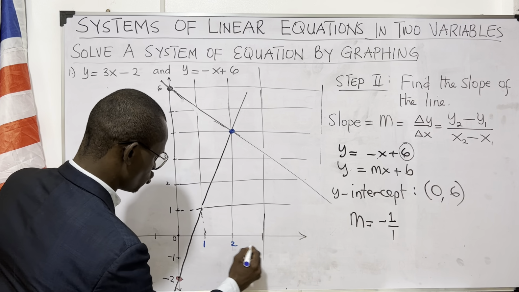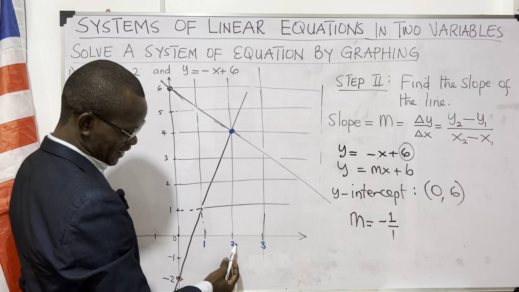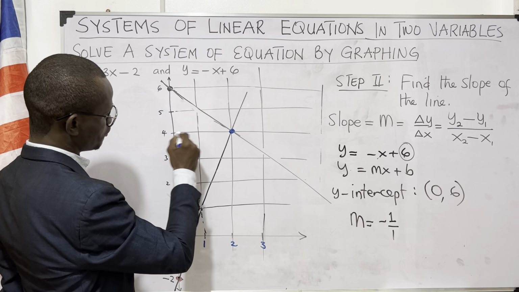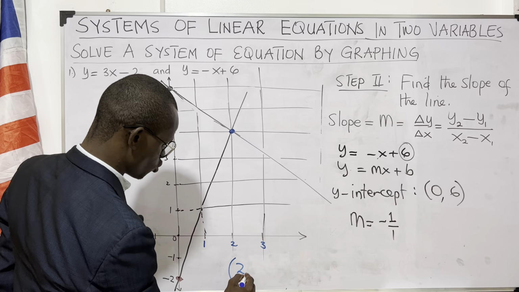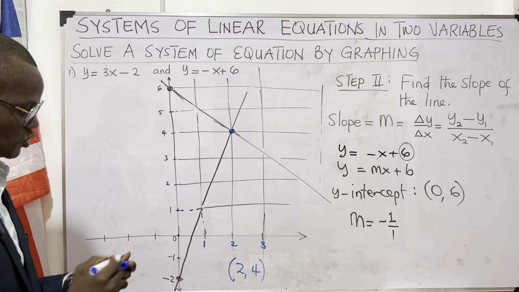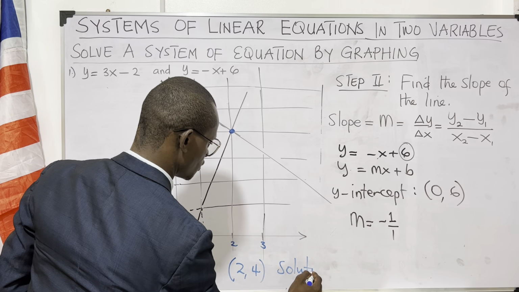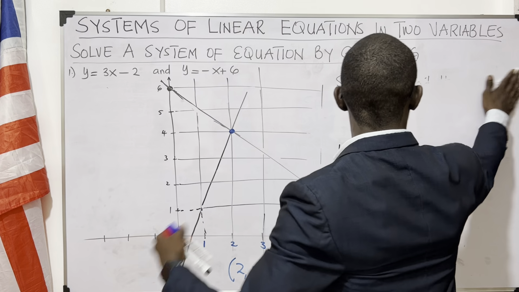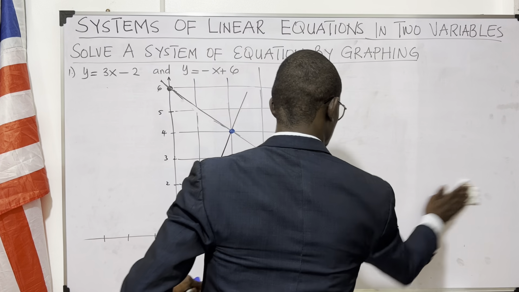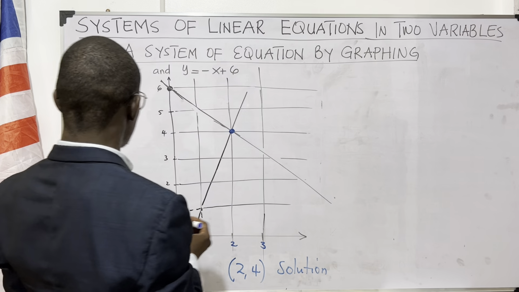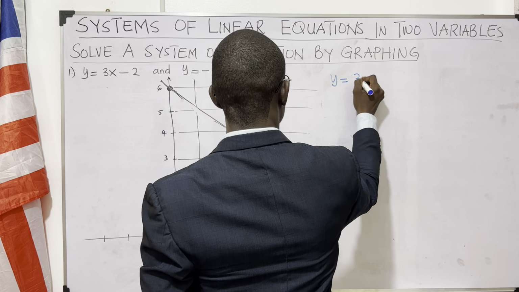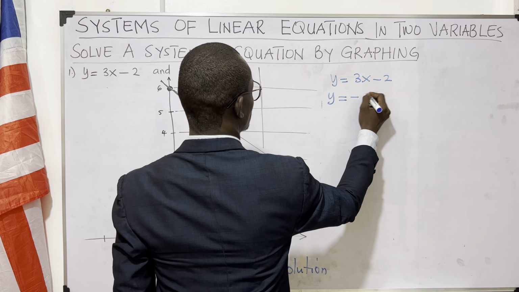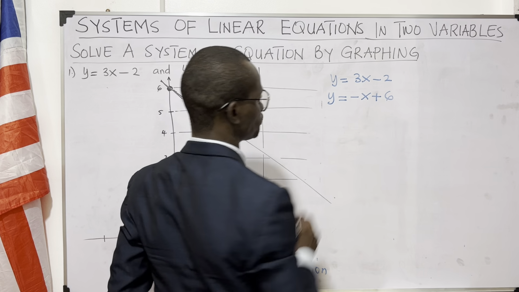You have 1, you have 2, you have 3. Now, when x is 2, y is what? y is 4. So the point is (2, 4). So there's the solution. If you want, we can verify that solution by solving the system to get the same solution. So the system is y equals 3x minus 2 and y equals minus x plus 6.